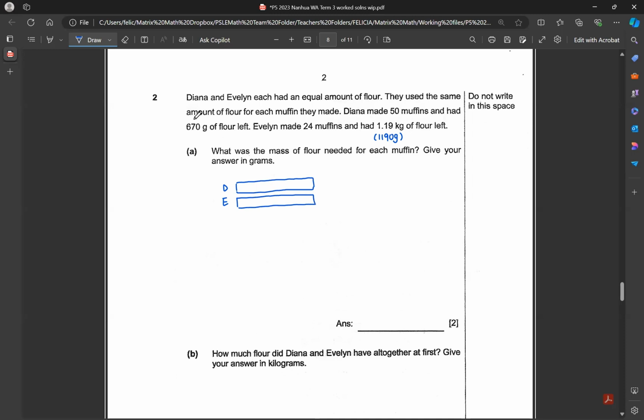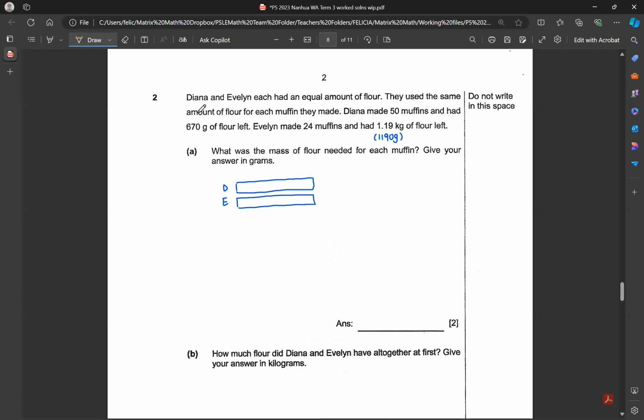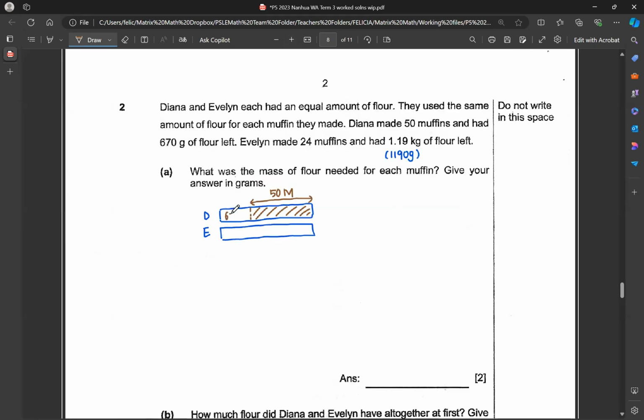Diana made 50 muffins and had 670 grams of flour left. So we're going to indicate that on the model. Diana made 50 muffins, so we are going to shade off 50 from the model, maybe something like that. This is the 50 muffins that were made by her. I'll just put 50M for short, capital M. And her 670 grams of flour left would be the unshaded part. So this is your 670 grams.